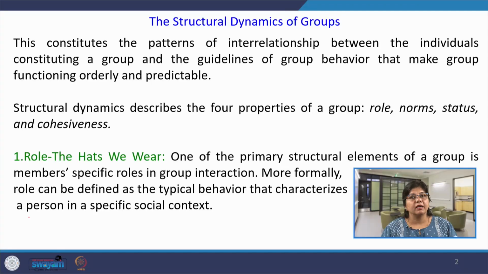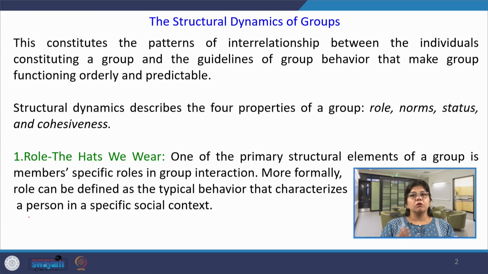Hello friends, welcome back. Let us continue with our discussion related to group behavior. In the previous discussion, we discussed different theories of group formation, development and why people join groups. Today I am going to discuss the structural dynamics of groups.